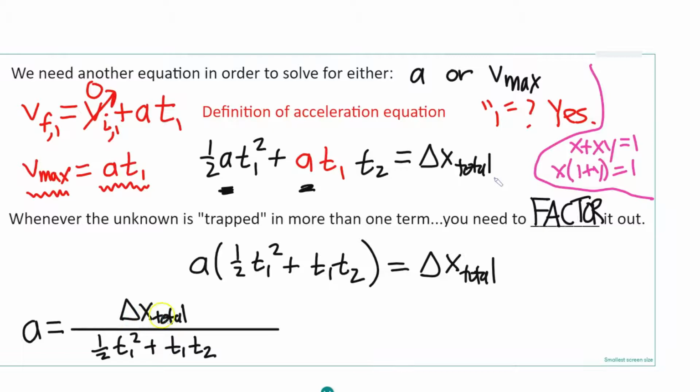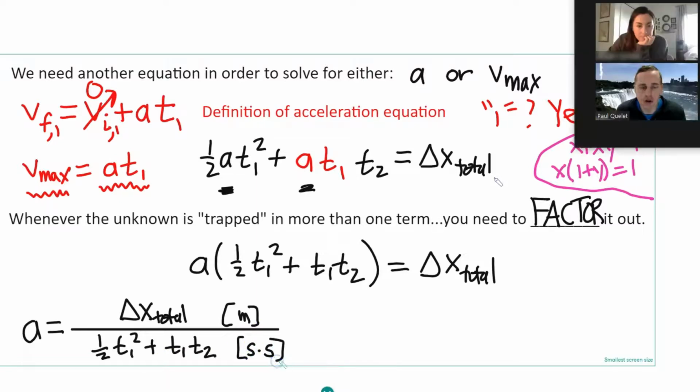Do you notice that the units of delta X total is meters? And do you notice what the units are downstairs? It's seconds times seconds, which is really seconds squared. So isn't this going to be meters per second squared? The units work out. But again, if it didn't, you would have done something wrong. That's a good sanity check: am I doing the right thing?